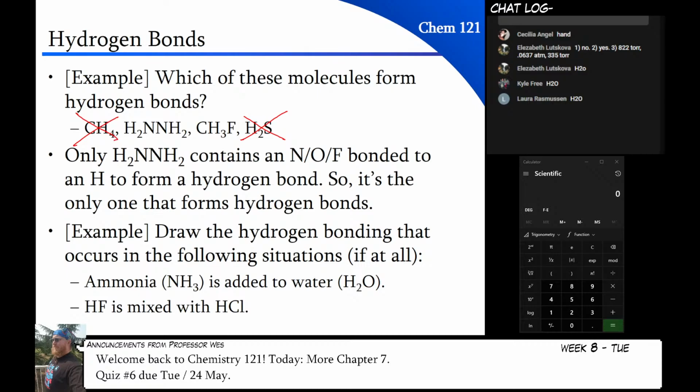Oops, I muted myself, sorry. Here's another example. I want you to draw ammonia and water. So draw an ammonia molecule and a water molecule, and try and make a hydrogen bond out of them. And then draw an HF molecule with an HCl molecule and try and hydrogen bond those together. And tell me which of those situations does form hydrogen bonds and which one doesn't. So I'll give you 2 or 3 minutes for this too.